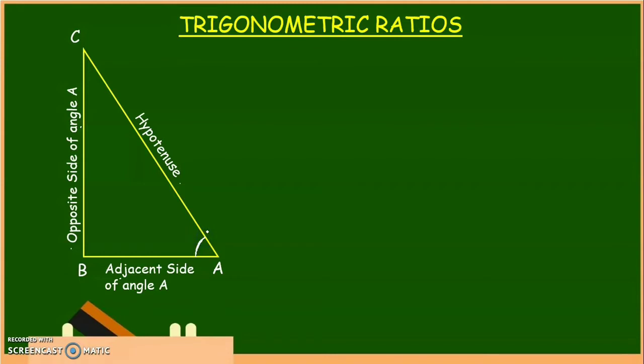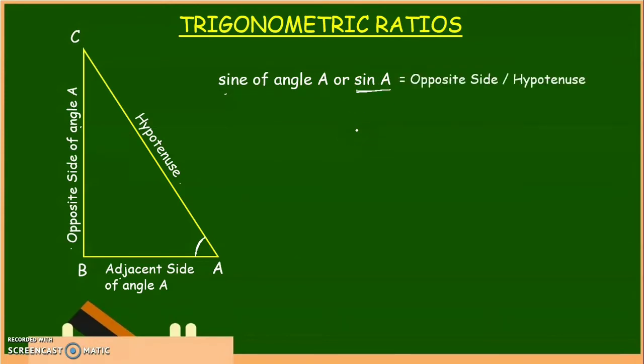Now for this angle A, the first trigonometry ratio is known as sine of angle A, or in short you can say sine A. And the formula to find sine A is the ratio of the opposite side to the hypotenuse. So here for sine A, the opposite side is BC divided by the hypotenuse, that is AC. So here we got the value of sine A, that is the first trigonometry ratio.